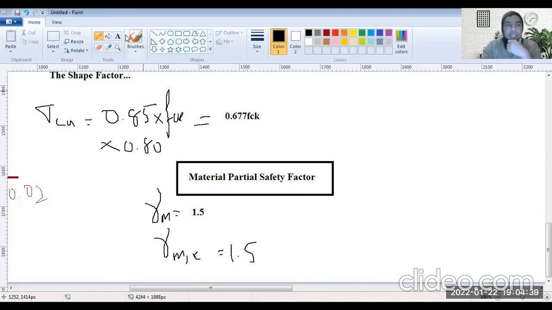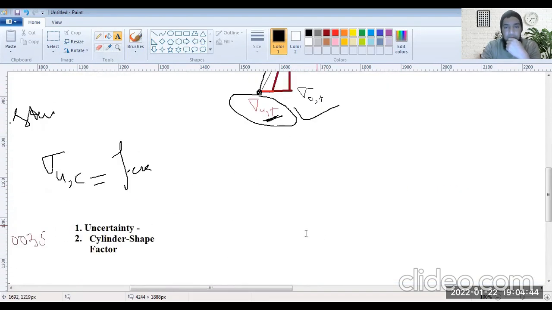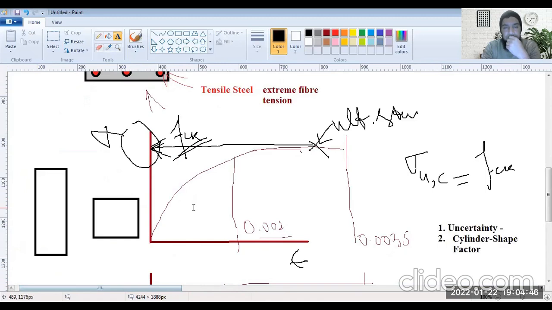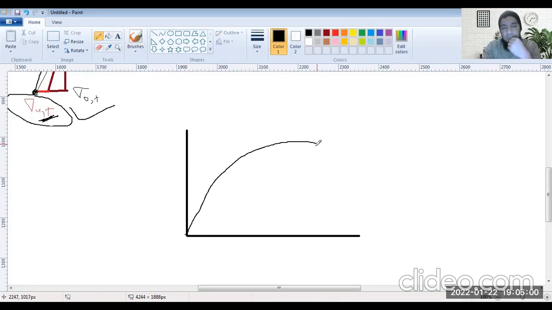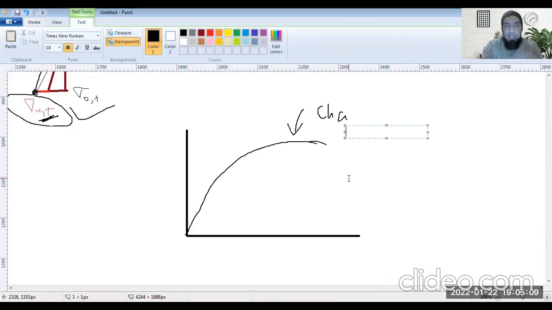So keeping that into account, you now have two curves that would develop. Let me make another figure. This is one curve for concrete. And this is the characteristic curve. We call it the characteristic curve.